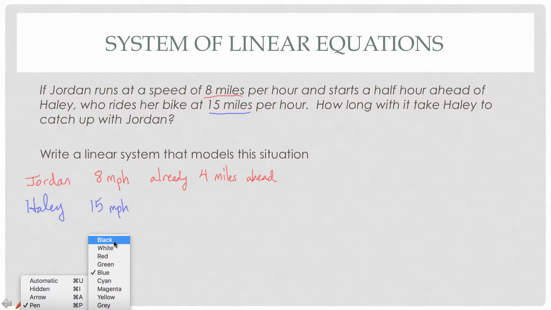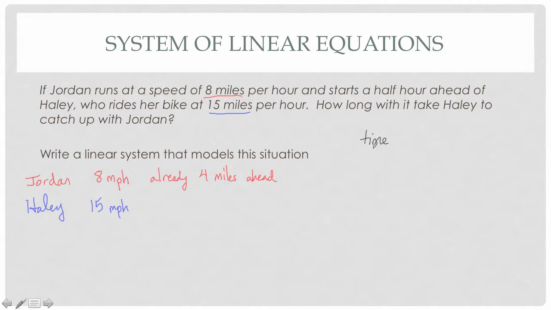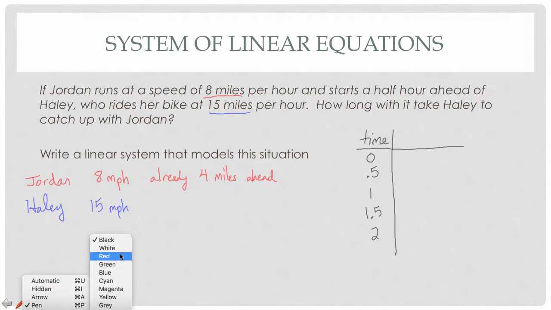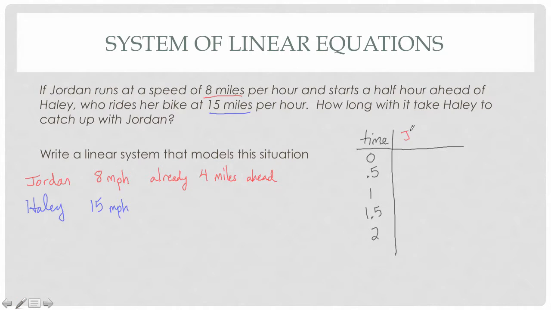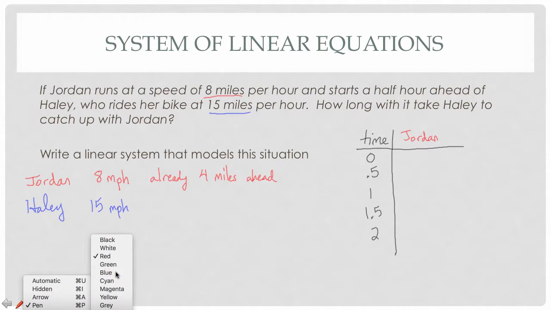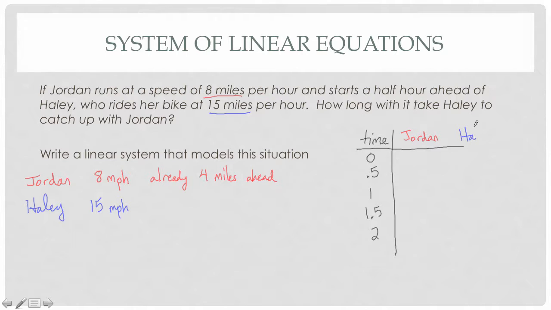Well, let's start by making just a chart and kind of visualizing what's going on. Sometimes that helps us get into it. So here we got time. And let's make time go every 30 minutes, or half an hour. So we'll go 0 hours, 0.5 hours, 1 hour, 1.5, and 2. Now we've got to keep track of Jordan. How far is he going? And we've got to keep track of Haley. How far is she going?